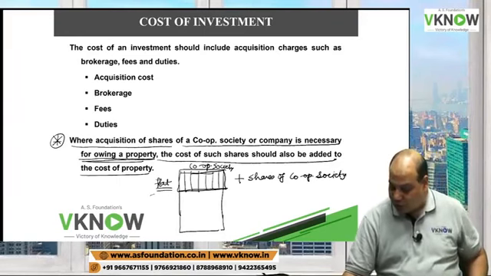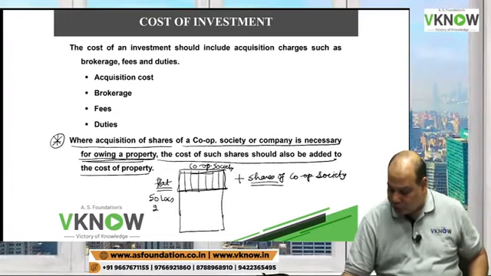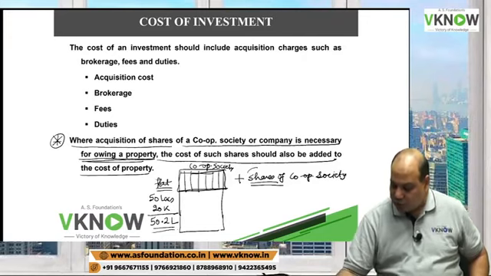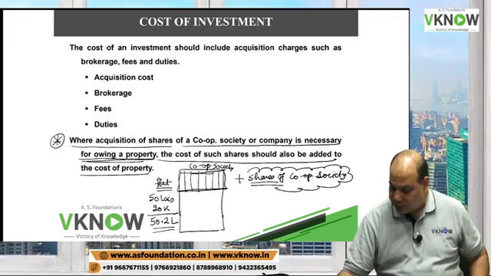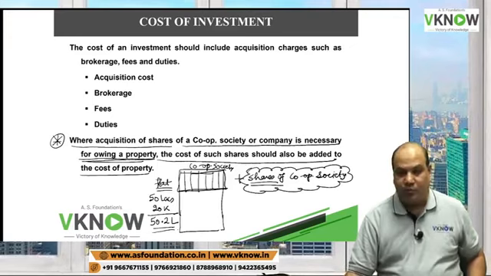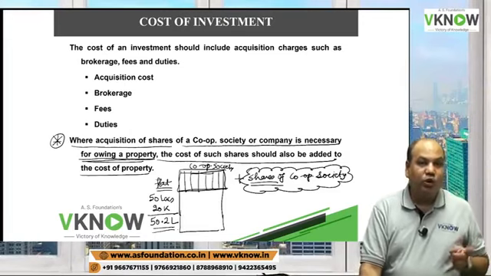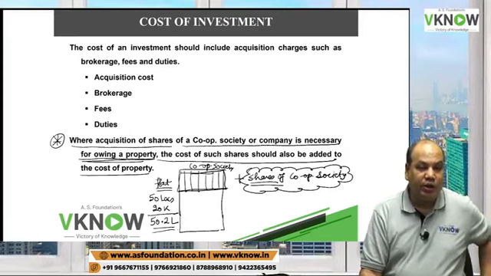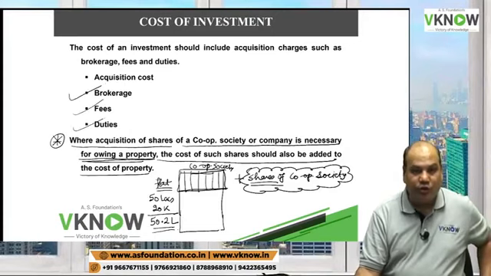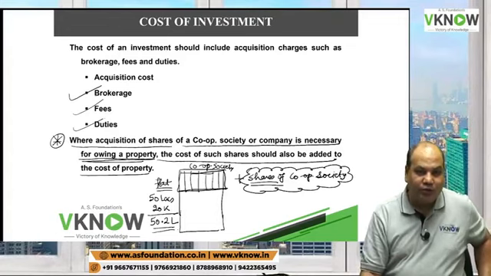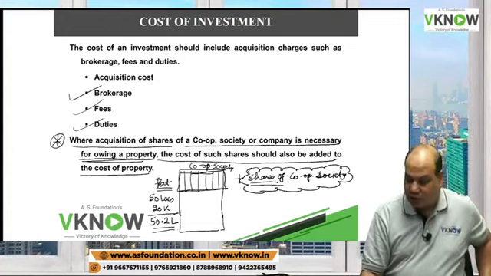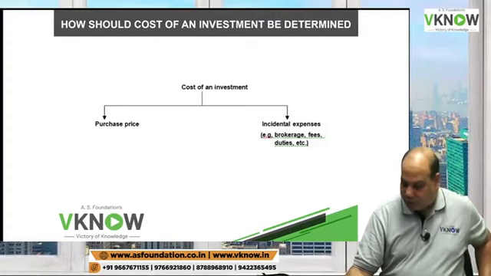So if the flat costs you 50 lakhs and the shares of the cooperative society cost you 20,000, the total cost of this flat will be 50.2 lakhs. So even the cost of buying shares in a cooperative society or a company, which is required to become a member of that cooperative society, will also be added to the cost of the property. In addition to brokerage fees and duty, you will add the cost of buying shares in a cooperative society to the cost of investment. Is it right?